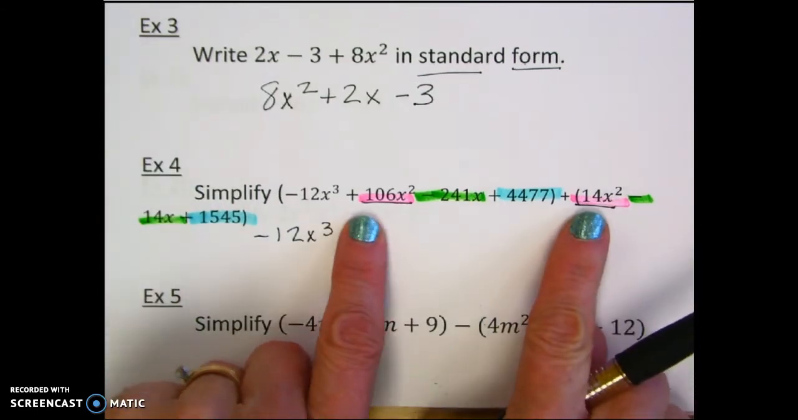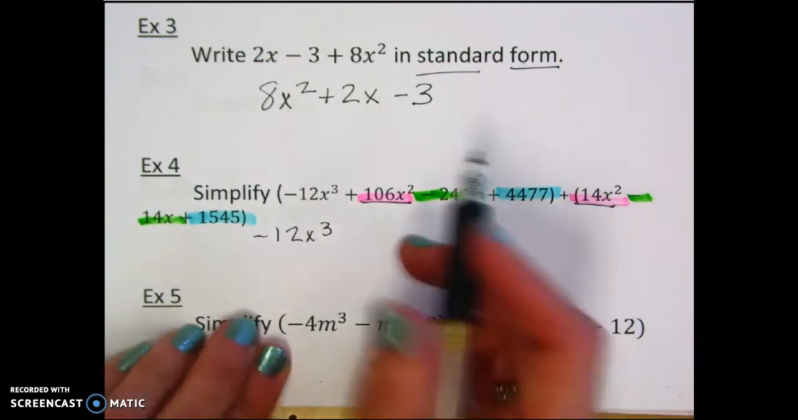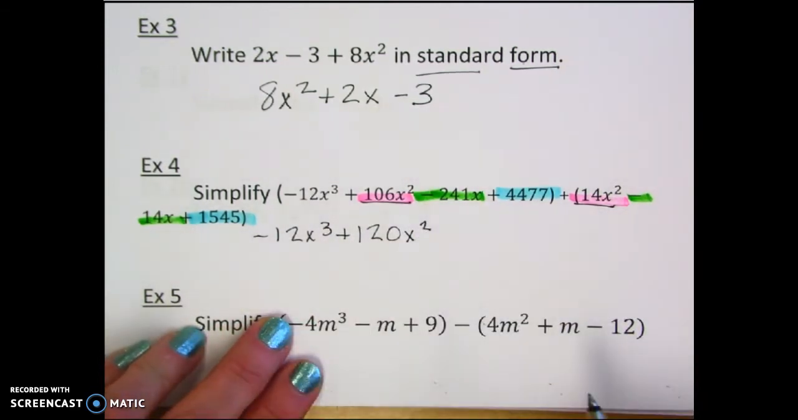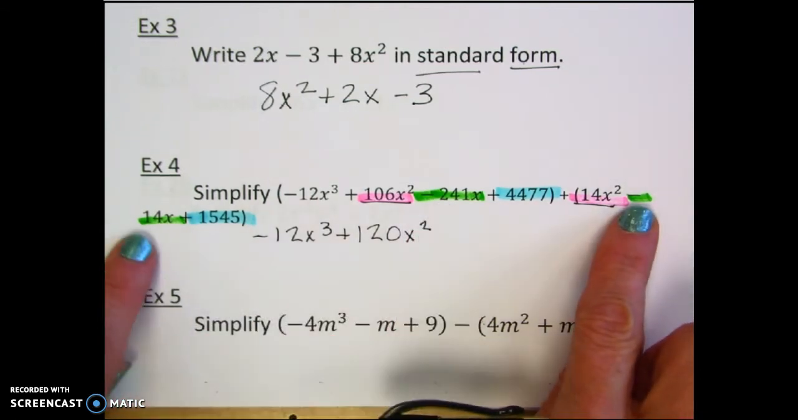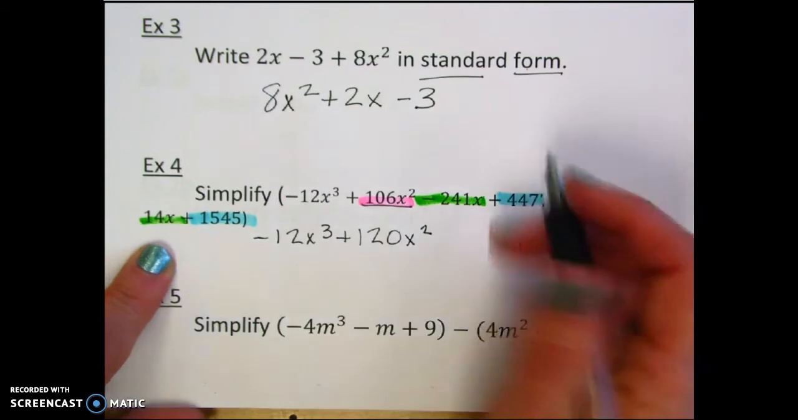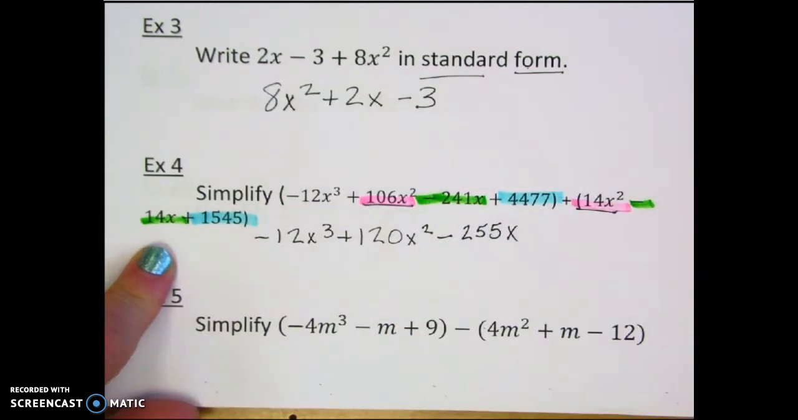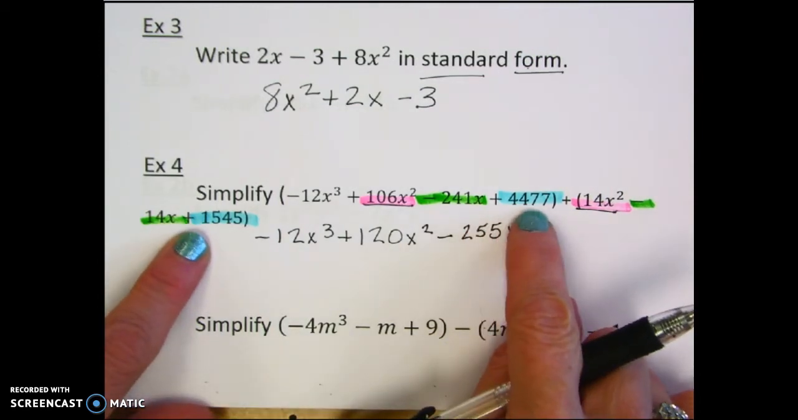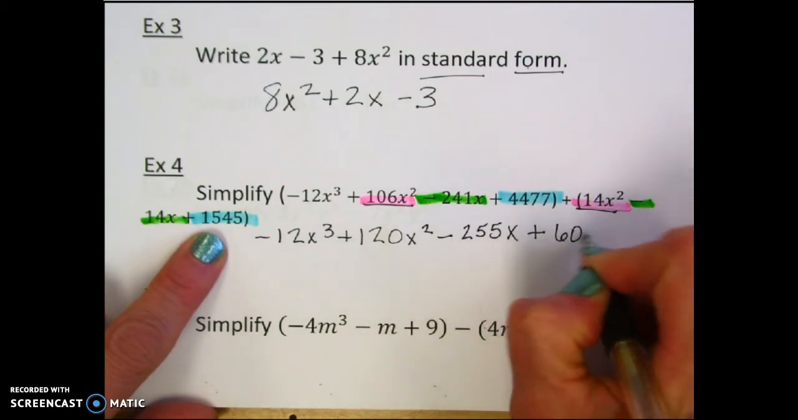The ones I have highlighted in pink, 106 and 14, will combine together and make 120. They are both positive, so it's going to add up to 120x squared. The green, negative 241 and negative 14, make negative 255x. And then finally the blue, 4477 and 1545 make 6022.